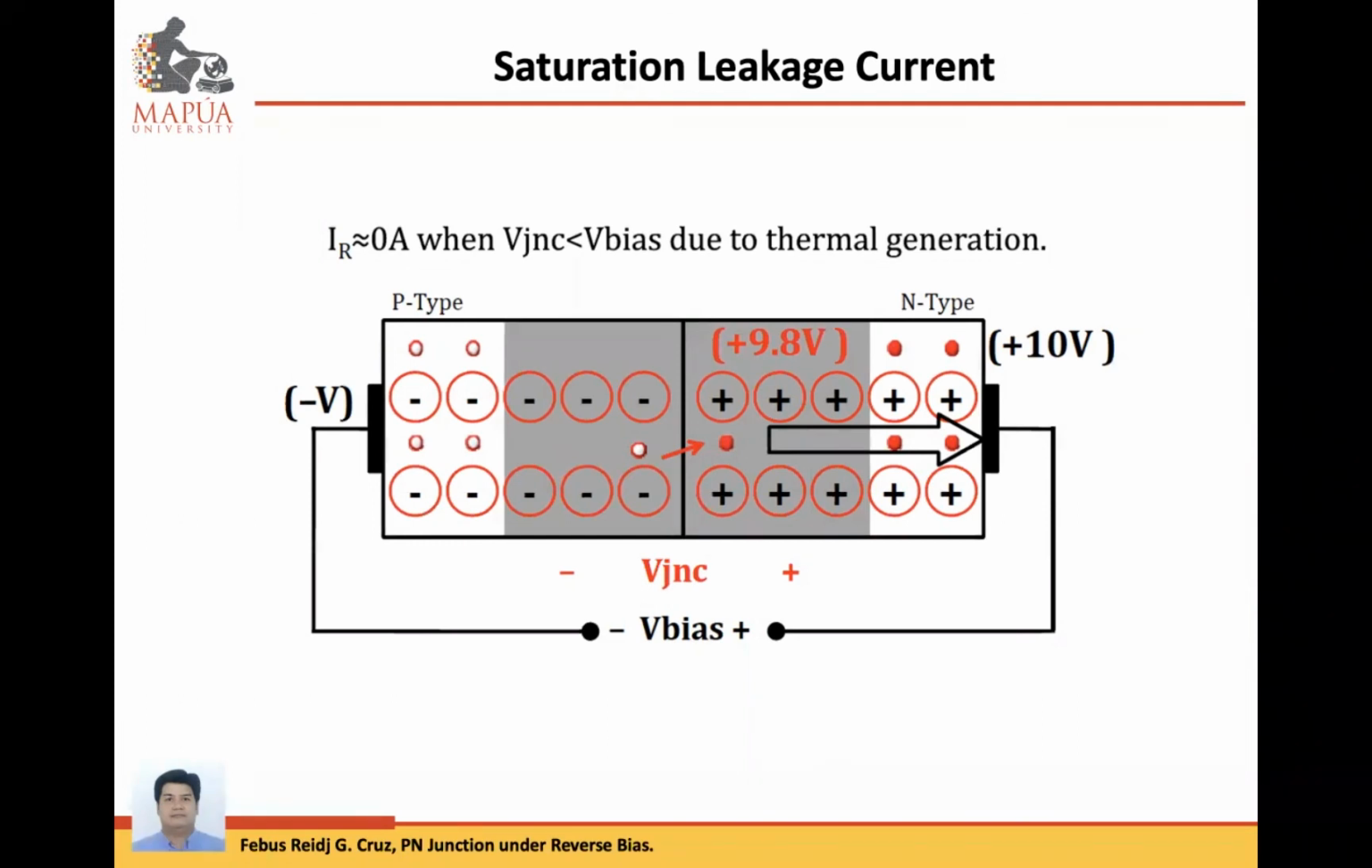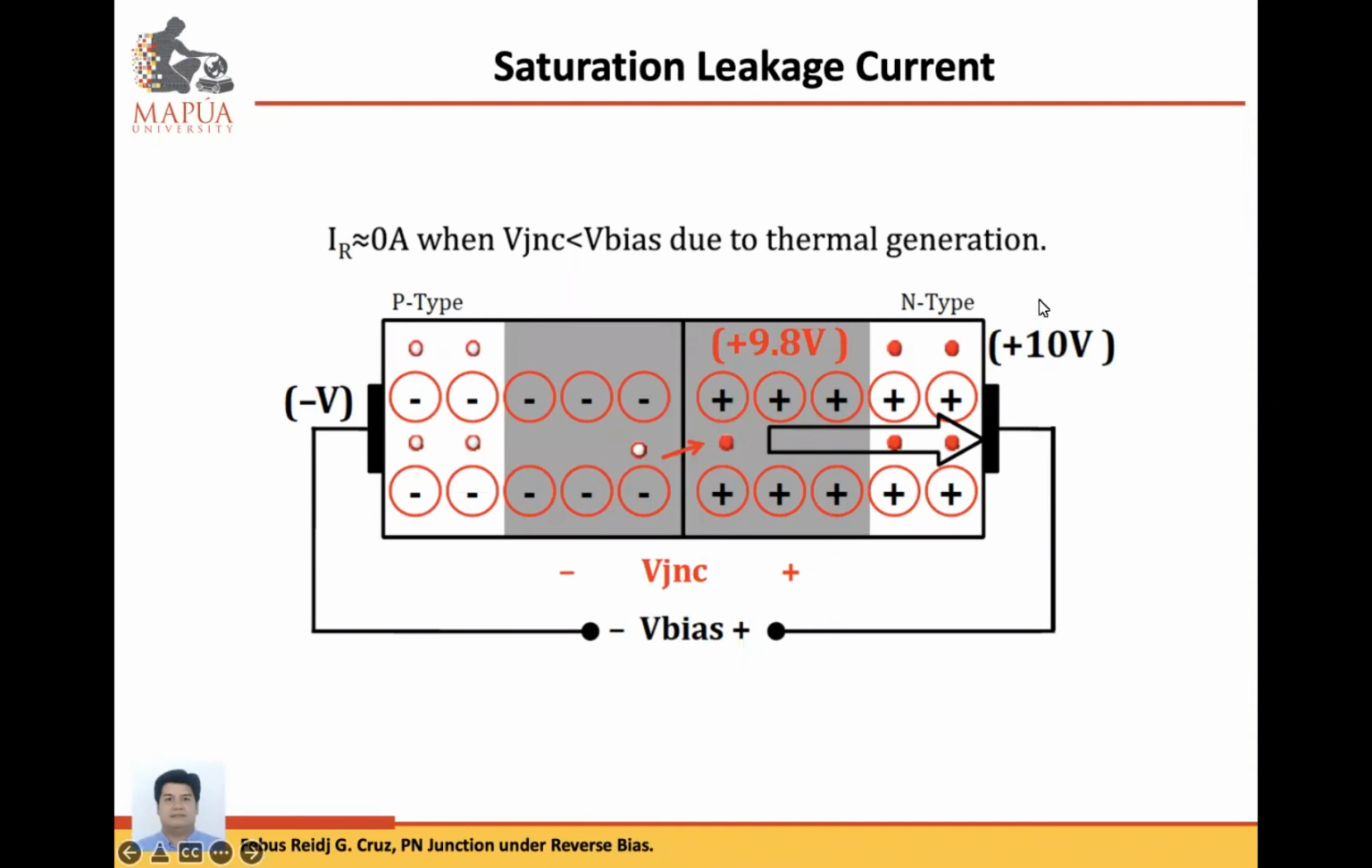Now, in electronics, when we say saturation, we describe the maximum condition. All right? So even though you apply a higher reverse voltage, the available carrier in the p-n junction, let's say in this example, is only one. So the amount of free electron that can leak through the circuit will only be limited to that one free electron.